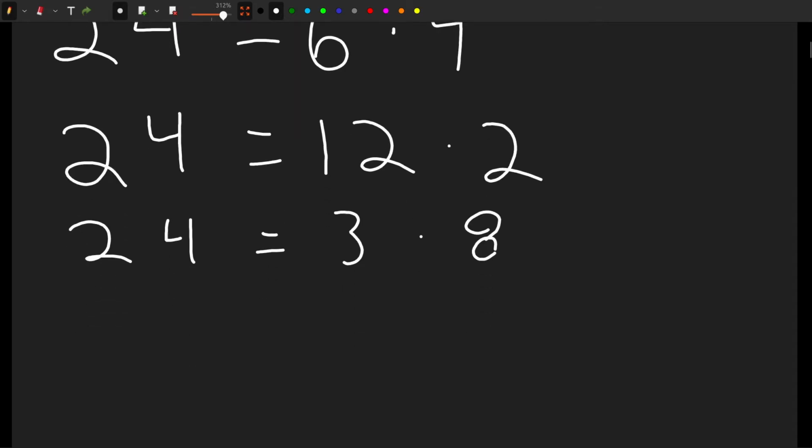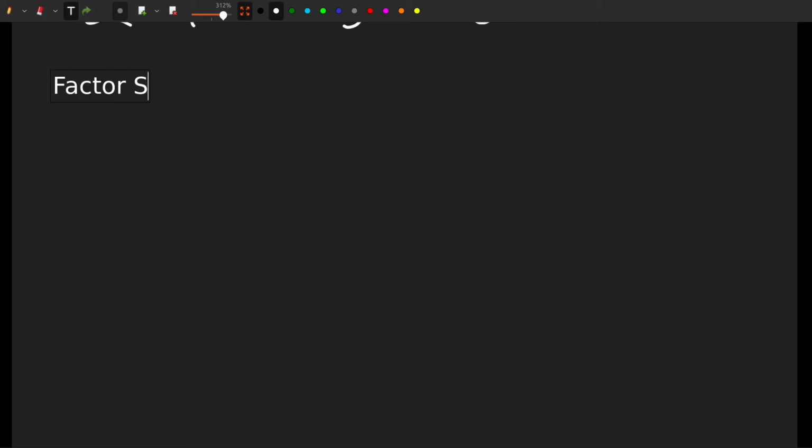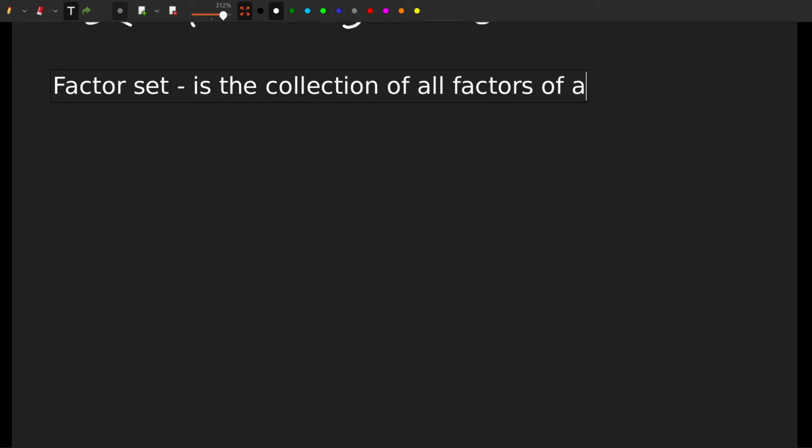And so the next thing we're going to talk about is factor sets. So a factor set, I'm going to go ahead and type this out. A factor set, actually I don't need the capital S, I'll just do that, is the collection of all factors of a natural number. Okay?